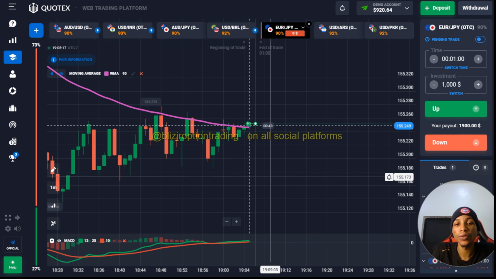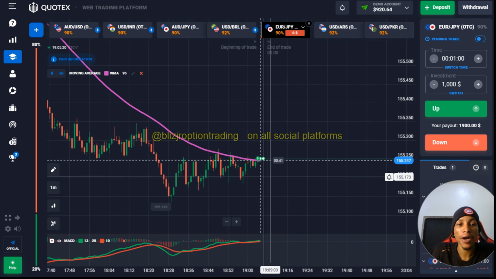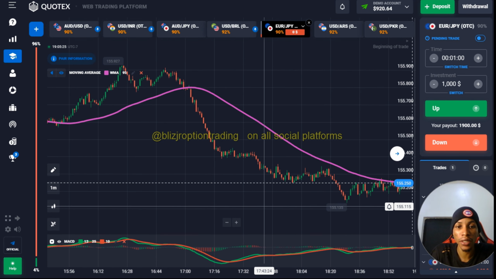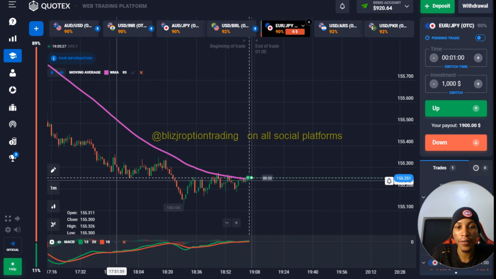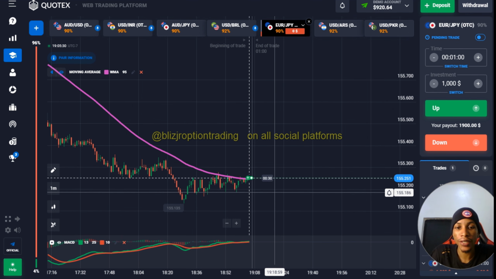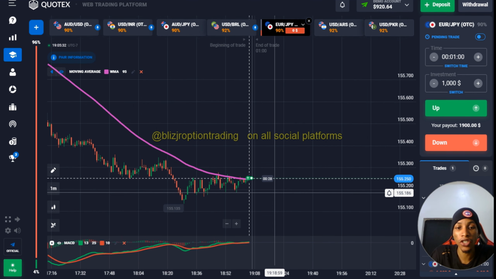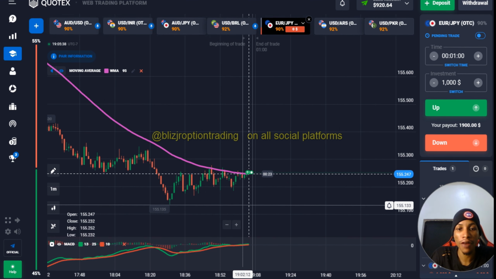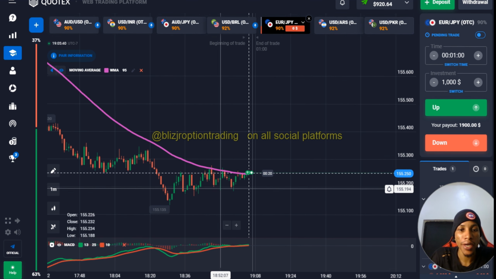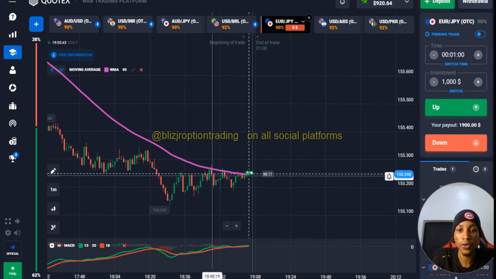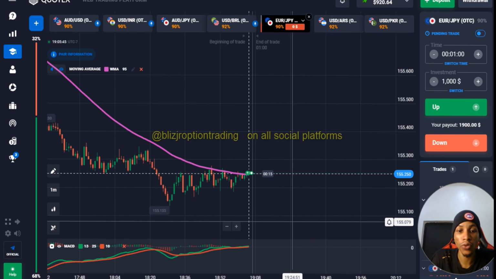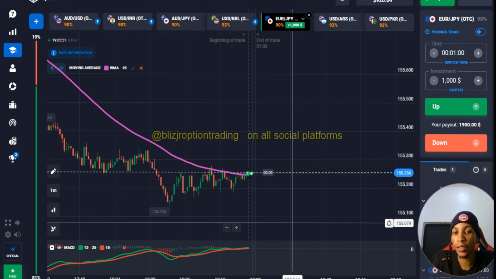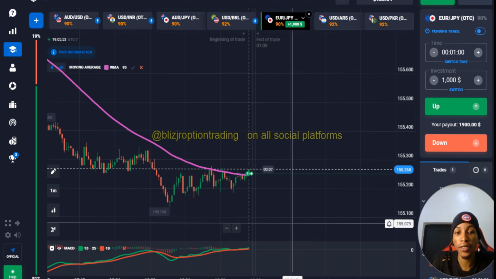Now, the reason why I took this trade is, after looking through the chart, I see this candle has faced so many rejections trying to break through this moving average. It has tested the moving average more than 3 times and was returned back.